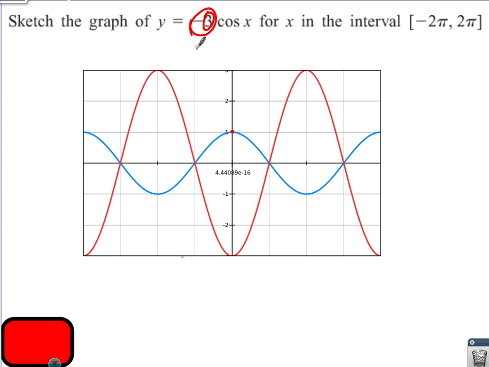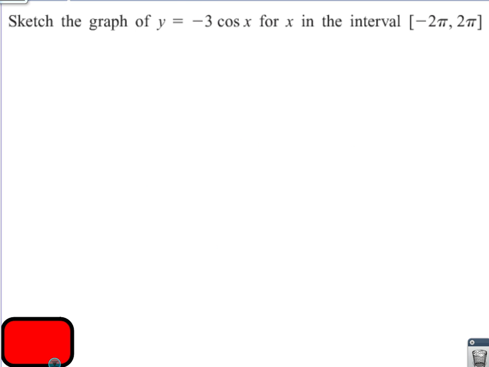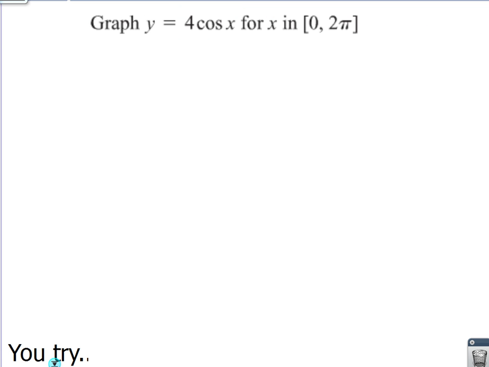The period did not change, and the amplitude changed to 3. ACT questions. I've seen in a lot of the review books them giving you a problem that looked like this, and just saying, what's the amplitude of this graph? How easy is that? You look at the number out front, and you've got your amplitude. Same thing. Let's move on.